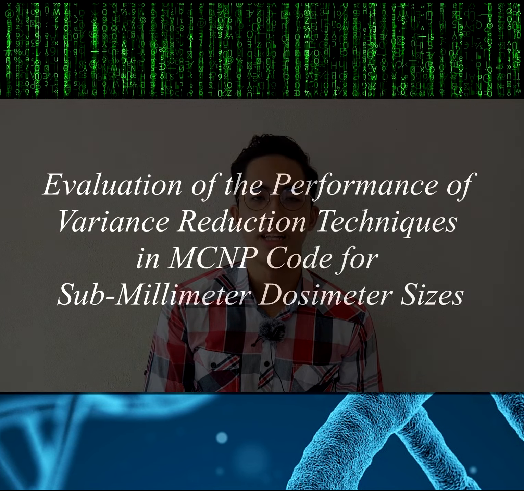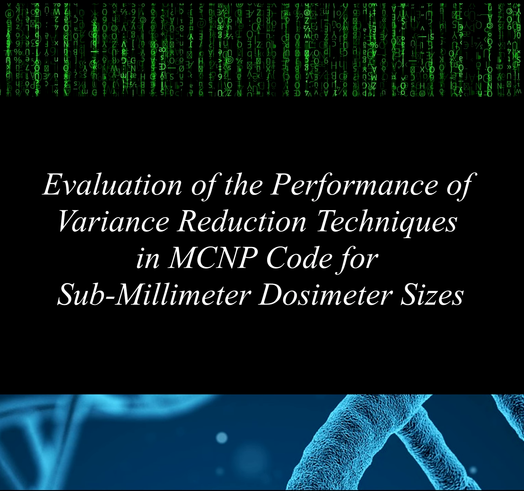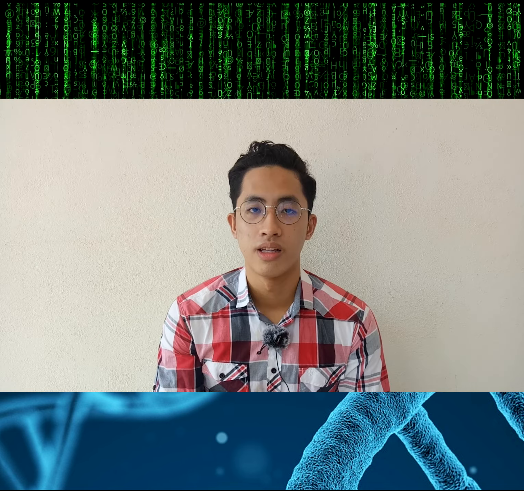Today, I would like to explain about my final year project, which is the evaluation of performance of variance reduction technique in MCNP code for sub-millimeter dosimeter size. Even though it sounds complicated, however, it is not. First and foremost, I will tell you about the objective of my FYP in simple words, which is to improve the accuracy and the time simulation for radiotherapy.